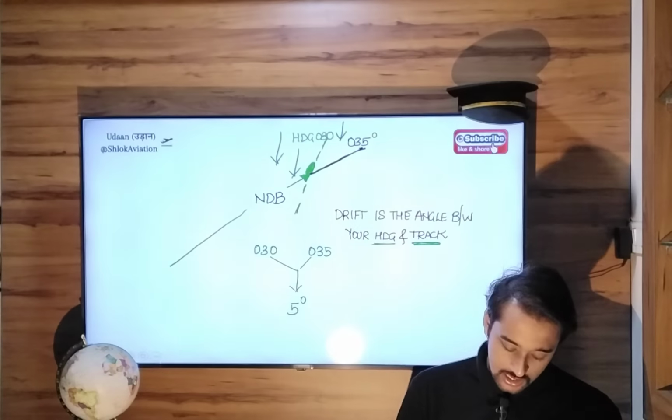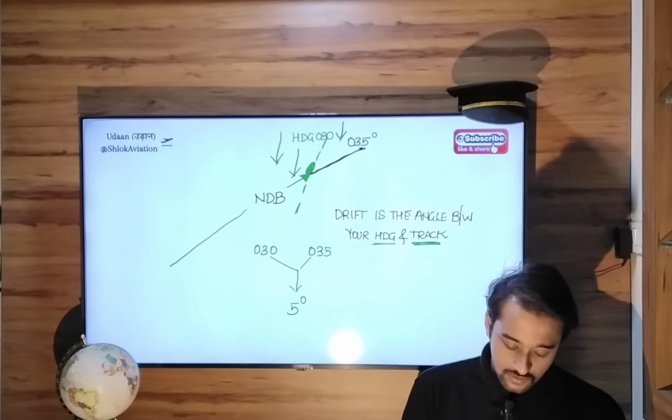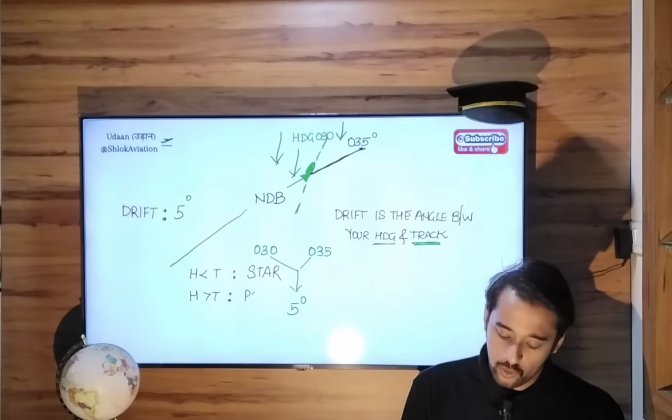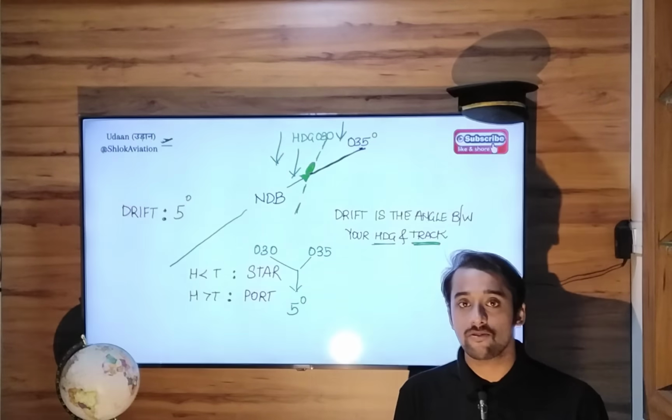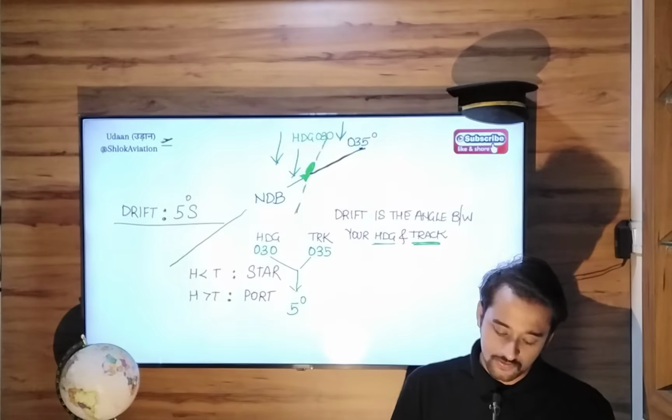Okay. So drift is 5 degrees. Now whether this drift is starboard or port. Now heading. If heading is less than track, you have a starboard drift. If heading is more than track, you have port drift. So in this case, heading is 030 and track away from the station is 035. So heading is less than track, that means you are getting starboard drift. So that is the final answer.